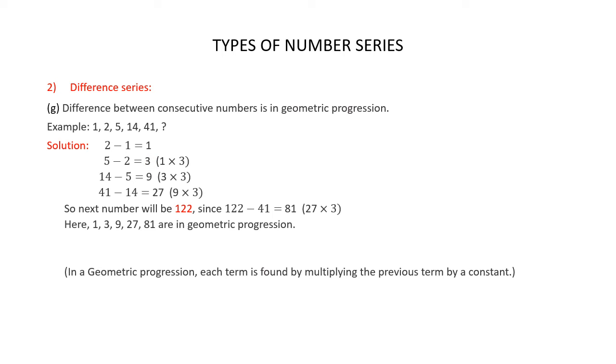So 1 multiplied by 3 is 3. 3 multiplied by 3 is 9. 9 multiplied by 3 is 27. So the next difference will be 27 multiplied by 3, which is 81. 81 plus 41 is 122. So the next number will be 122, since 122 minus 41 will give you 81 as the difference, and 81 is nothing but 27 multiplied by 3. Observe that 1, 3, 9, 27 and 81 are all in geometric progression. Hope you have understood this.